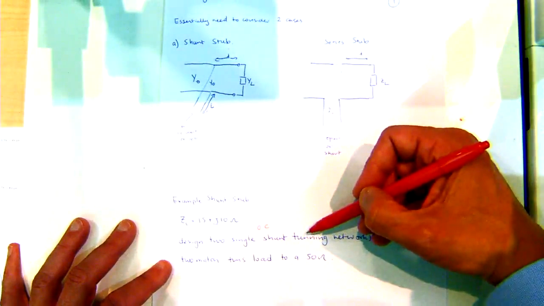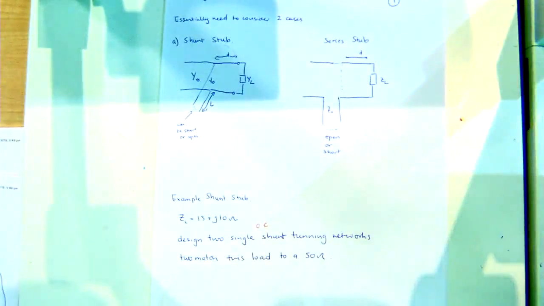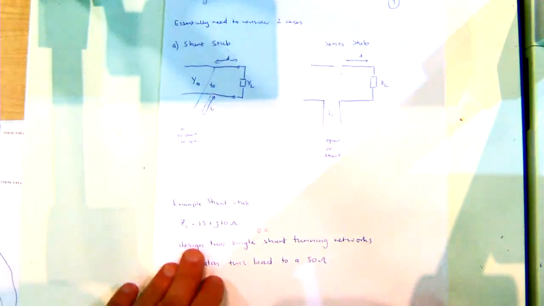Essentially, I'm asking you to design two of these networks in order to do the appropriate matching. When you go through this process, you'll find that there are naturally two solutions. In most cases, there are two solutions. The aim here was also to explain that even though you might have two solutions that give you a match, one may be better than the other for some reason, or for some reasons.